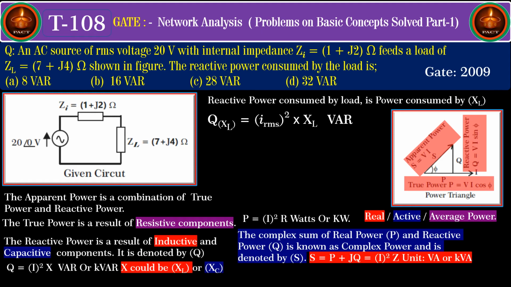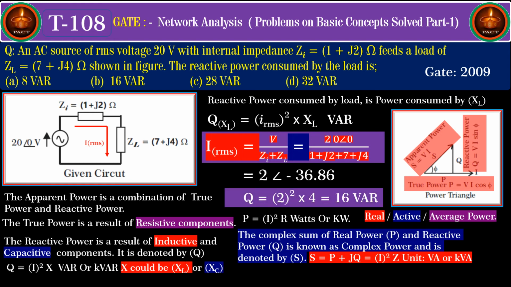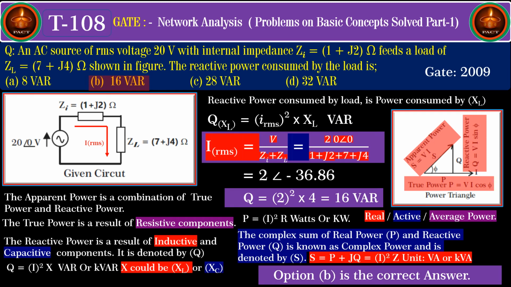So, to find reactive power, let us first find I RMS. We know I RMS is equal to V divided by Zi plus ZL. By substituting, V is equal to 20 angle 0 and Zi is equal to 1 plus j2 and ZL is equal to 7 plus j4, and by solving we get I RMS is equal to 2 angle minus 36.86. So, the reactive power Q is equal to 2 squared into 4, which will give us 16 VAR, and hence option B is the correct answer. Very simple, isn't it?